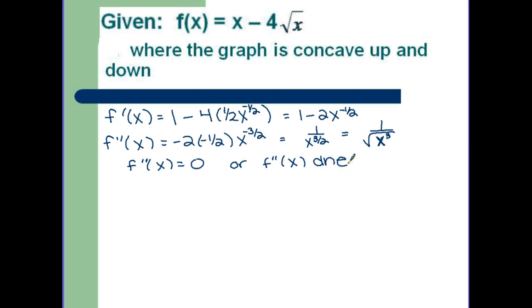When does it not exist? It doesn't exist when x to the 3/2 equals 0. The second derivative will never equal 0 on any domain because there's nowhere for it to equal 0 up top. So this will occur at x equals 0. That means the second derivative doesn't exist at x equals 0. We have a vertical asymptote at x equals 0 on the second derivative graph.